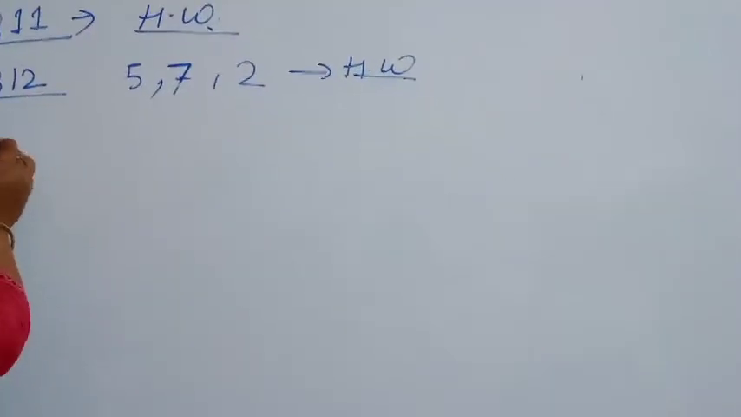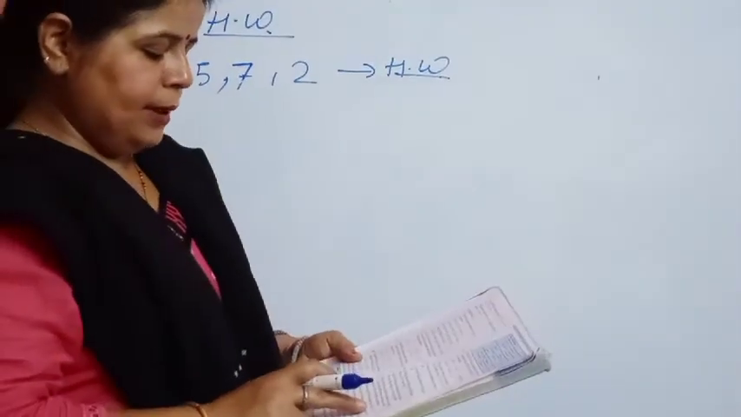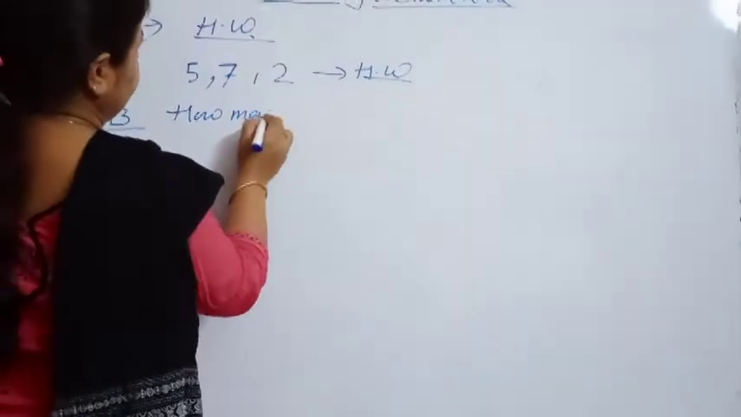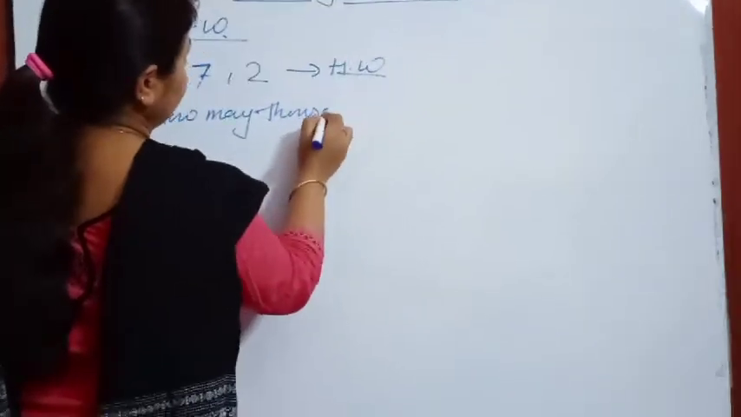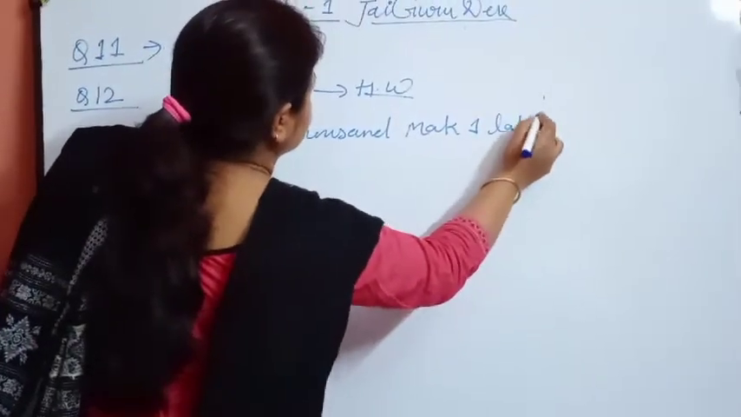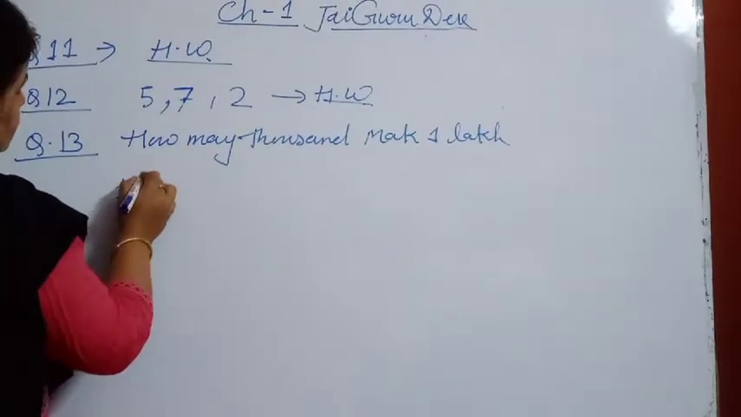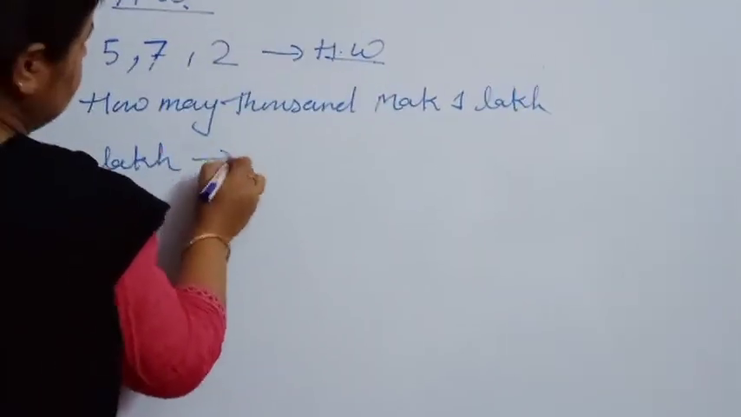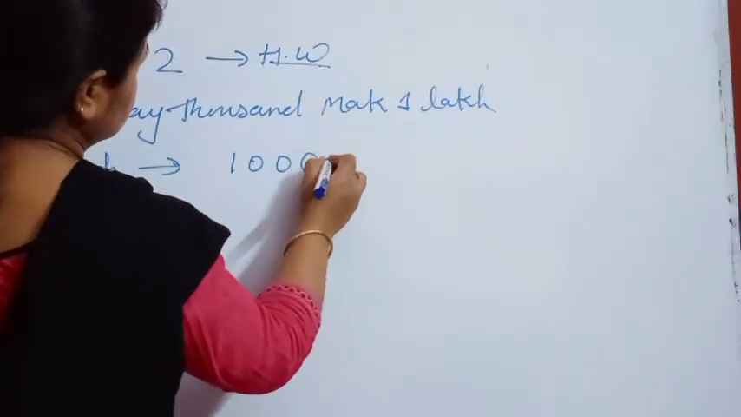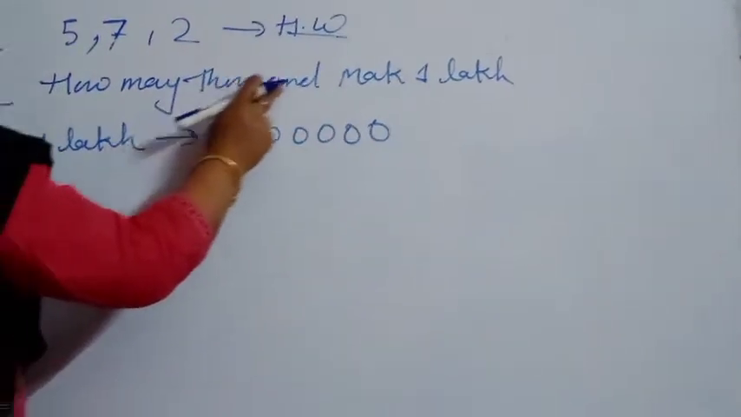Now come to question number 13. Question number 13 is: how many thousand make a lakh? See that. Okay, what you will do? First write 1 lakh. Write 1 lakh in numerals: 1 0 0 0 0 0. Okay, then how many thousand make 1 lakh?